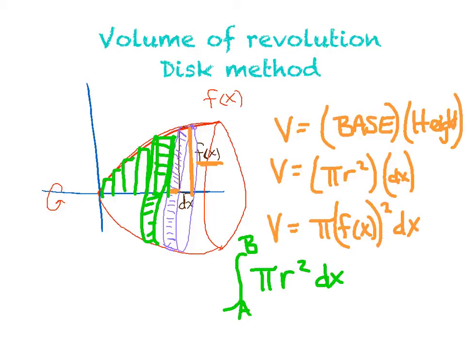So maybe you need to think about that for a minute. I'm basically taking the area of a circle, pi r squared, or the cylinder I should say, and integrating it to find the volume of this shape here.